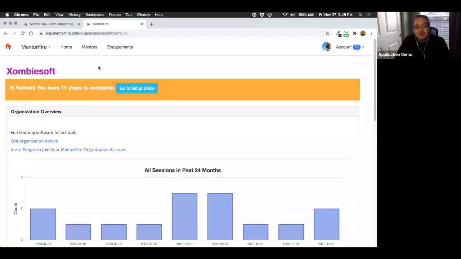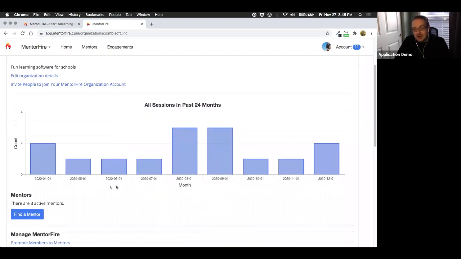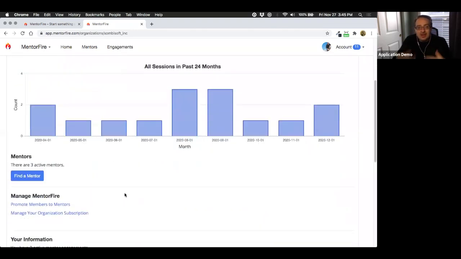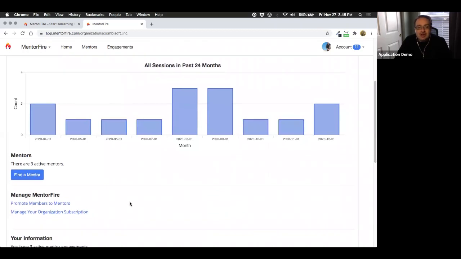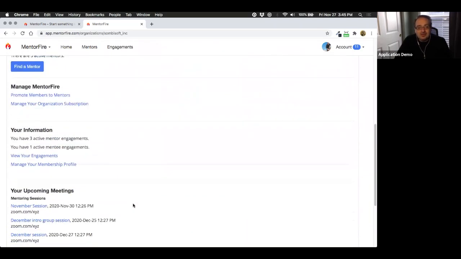MentorFire is a tool to help connect members of your community or organization with people who are volunteering to be mentors. Within the organization's account, you log in, and you can see different high-level statistics about how many sessions people are having in your community. That helps drive engagement and increase awareness that people are actually engaged in the tool and participating.